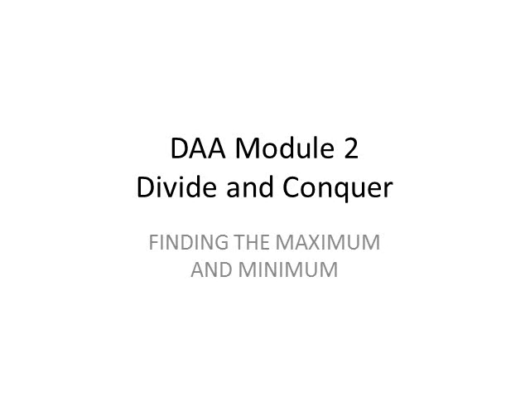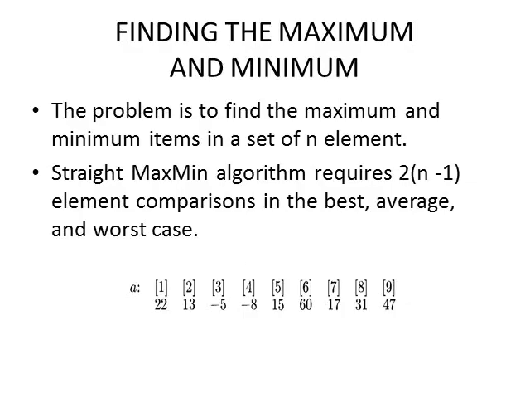Design and analysis of algorithms, in this divide and conquer technique. The next concept is finding the maximum and minimum. That is, in a given set of n elements we have to find the maximum element and the minimum element. So the problem is to find the maximum and minimum items in a set of n elements. Here we are going to discuss two approaches.